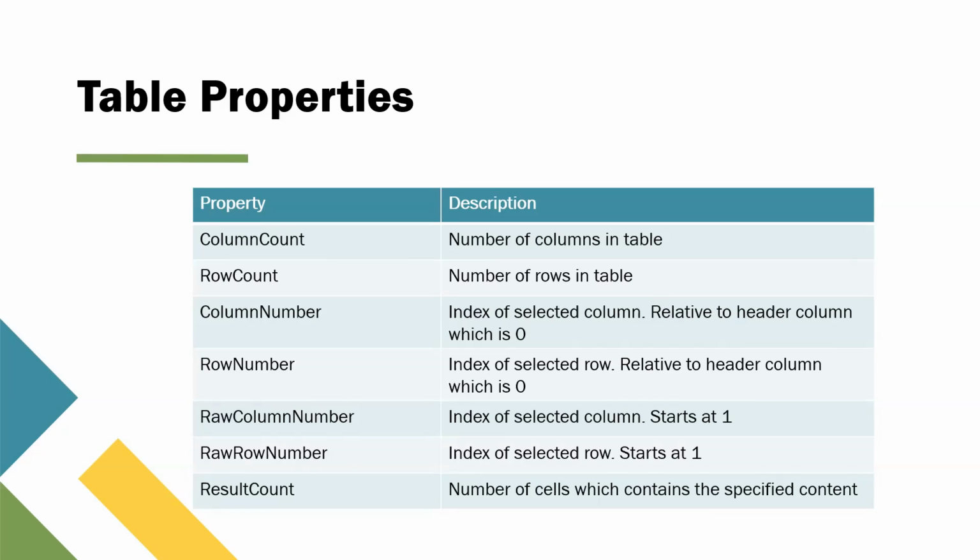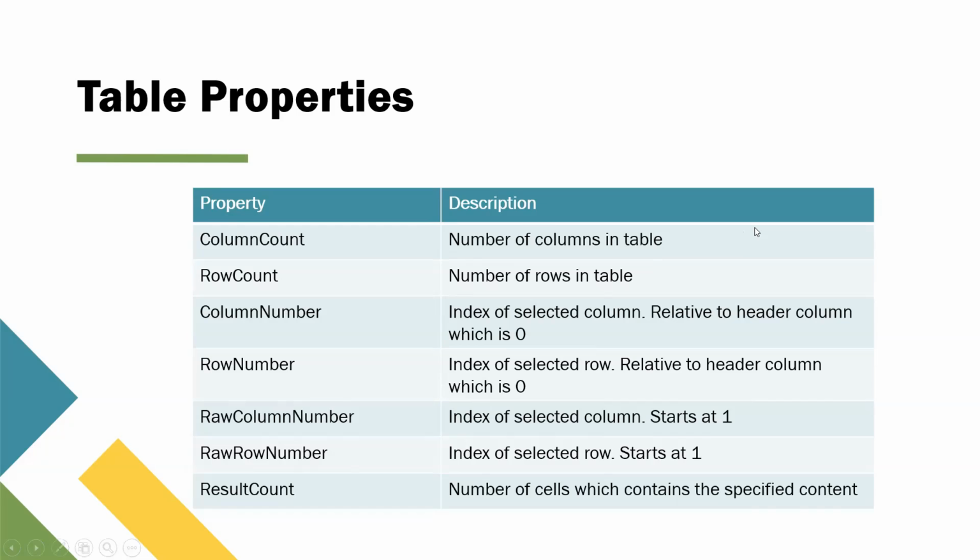Then we have got the result count. Now this will return us the number of cells which contains the specified content. So this will further help you to perform certain operations, like if you want to get the total number of columns or total number of rows, or you want to select a particular column or a row, or you want to get the number of cells with specified content. So all of this can be done using these table properties.